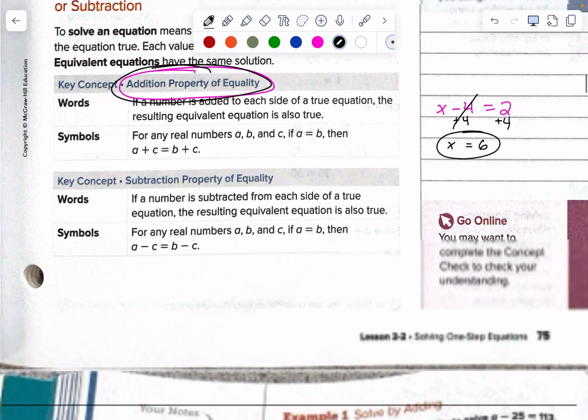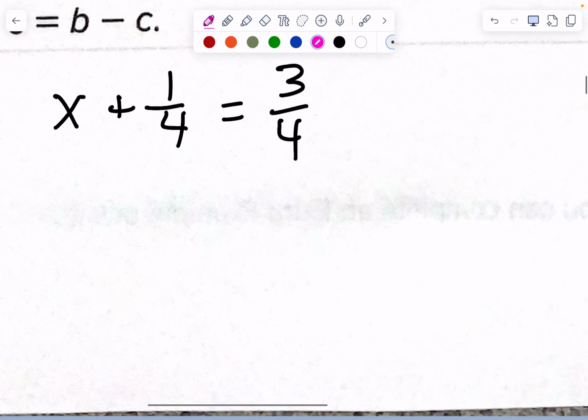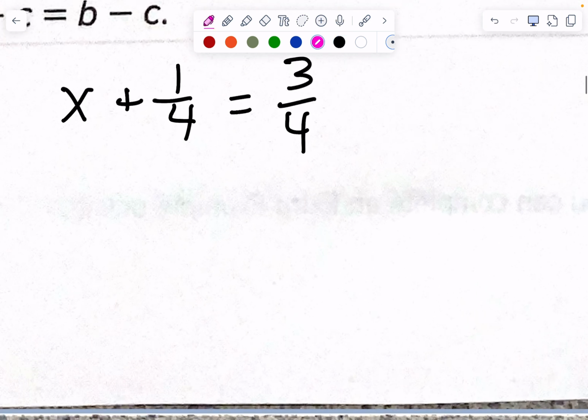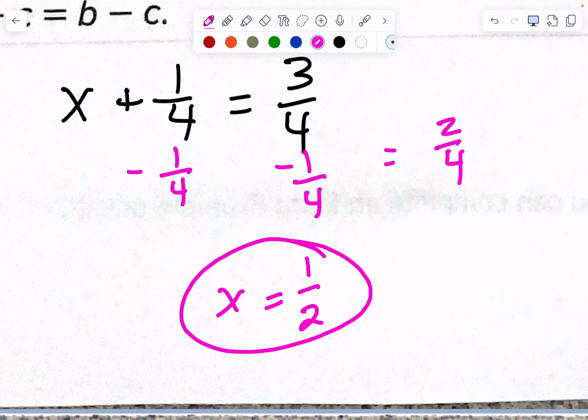All right, so let's go down to the subtraction property. Let's do a hard one. Let's say x plus 1/4 is equal to 3/4. In order to get the x by itself, the x is adding 1/4, so I have to do the opposite, which is subtract 1/4, right? Because they have a common denominator, I'm taking 3/4 minus 1/4, which is 2/4. But what's 2/4 reduced to? 1/2, right? They have to have a common denominator. Good?